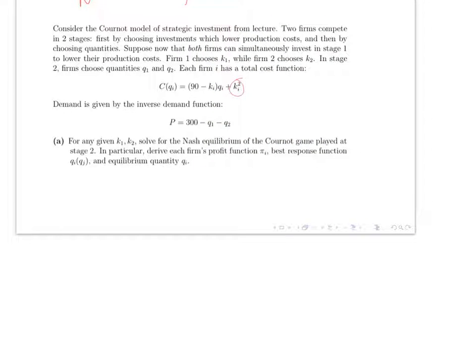And then for the first question, for any given K1, K2, solve for the Nash equilibrium of the Cournot game played at stage 2, so we're backwards inducting. In particular, derive each firm's profit function, profit i, best response function, Qi as a function of Qj, and the equilibrium quantity Qi. Okay.